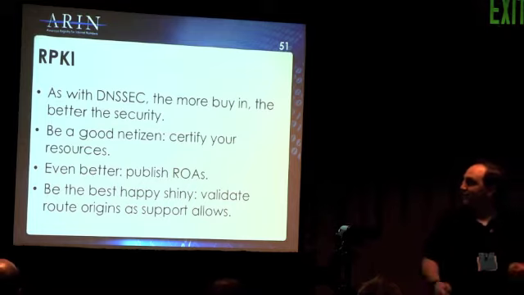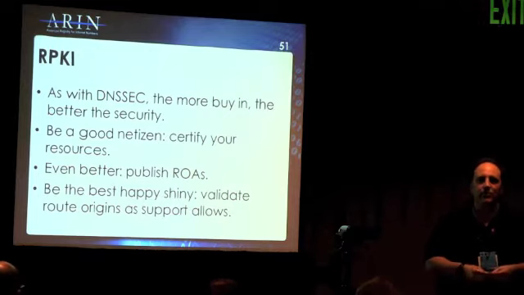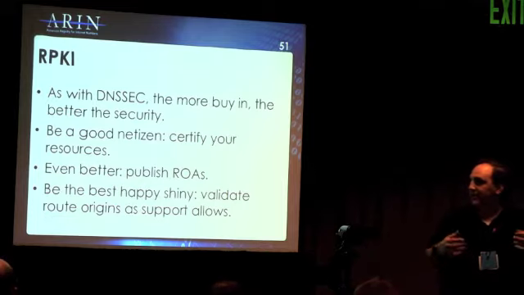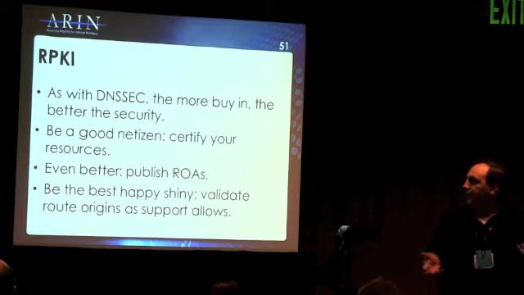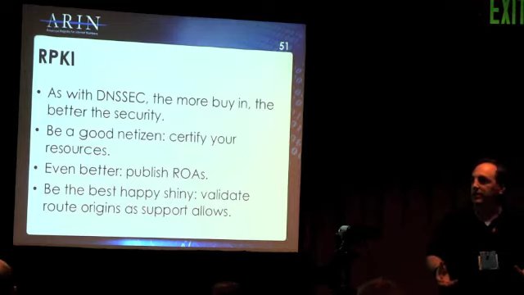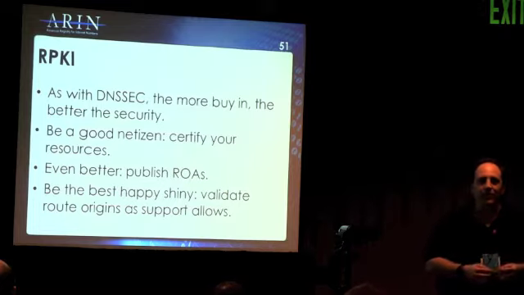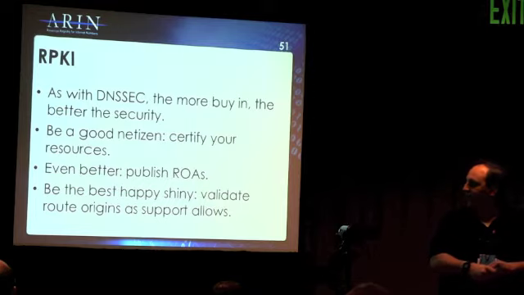Okay. As with DNSSEC, the more buy-in, the better the security. If nobody's doing this, there's going to be no incentive to actually have your border routers checking the RPKI database, and it doesn't bias anything if no one's using the data that's published. The more people that have their resources certified, or even better, are publishing ROAs, overall, the better the security. Really cool if you could validate route origins as your hardware or software support allows.